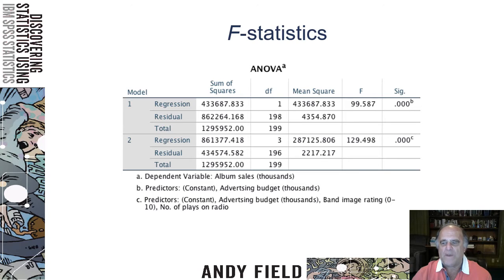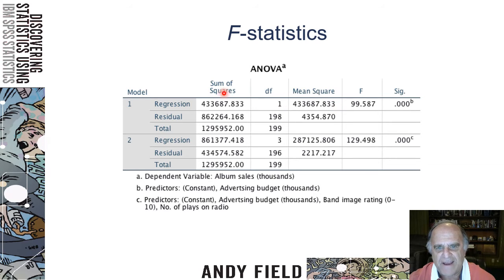Again, then we get an ANOVA table, just like with simple regression, except in this case we get 2, because we did 2 steps. So we get the model for the first step. We get our regression sum of squares, our residual or error sum of squares. They sum to total sum of squares. N is 200 again. So that gives us 199 total degrees of freedom to use. So we use 1 degree of freedom for the model, and we use 198 for the residual.